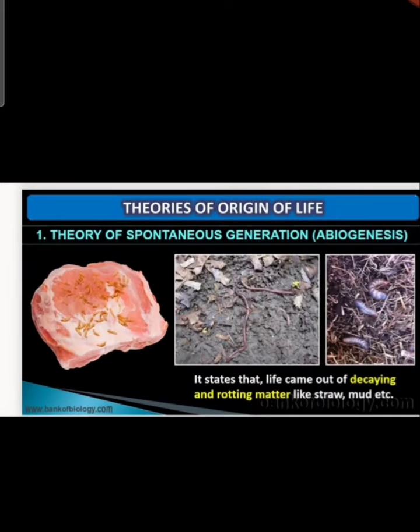So what is the theory of abiogenesis, or spontaneous generation? The theory of abiogenesis states that life existed from abiotic components, right? It states that life comes out of decaying and rotting matter like straw, mud, etc., which are abiotic.